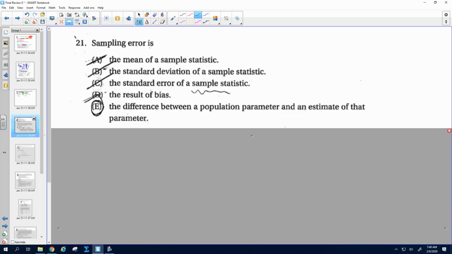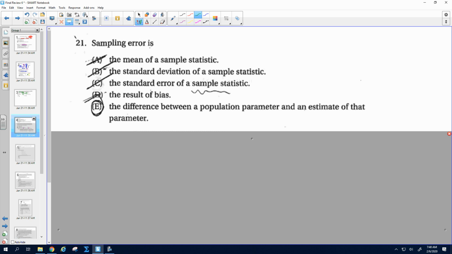All right, sampling error. This one is actually E. It's tempting to put B on this one, the standard deviation of a sample statistic. So the standard deviation of a sample statistic is this for means and this for proportions. However, we often don't know this, and so we use S sub x, and we often don't know the true p, so we use a p hat.